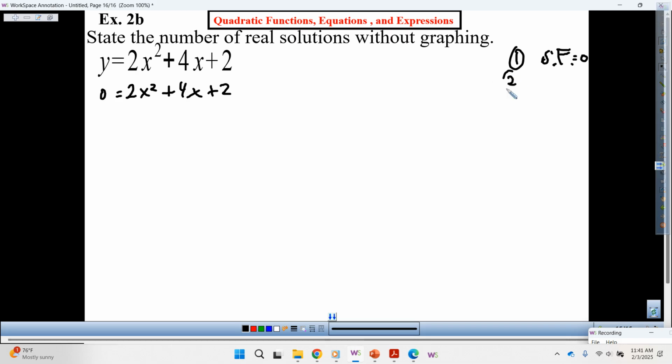Step 2, ID A, B, and C. All right, so to identify A, B, and C, you guys remember this, yes? Remind your neighbor what to do to identify A, B, and C. What do we do to identify A, B, and C?